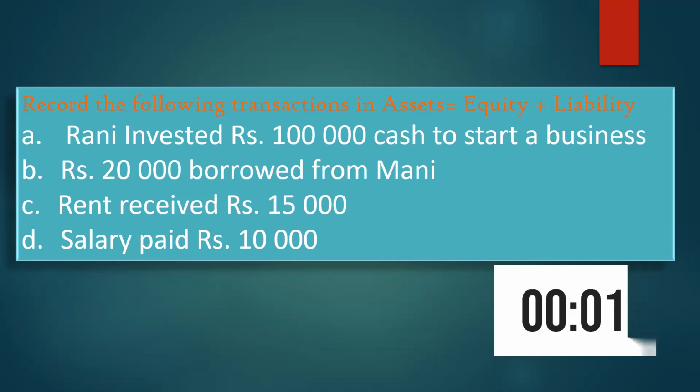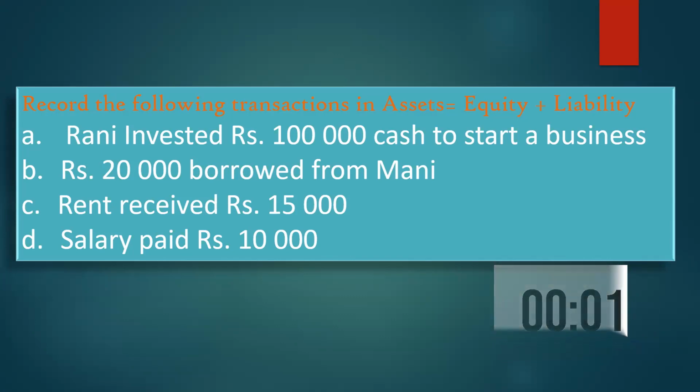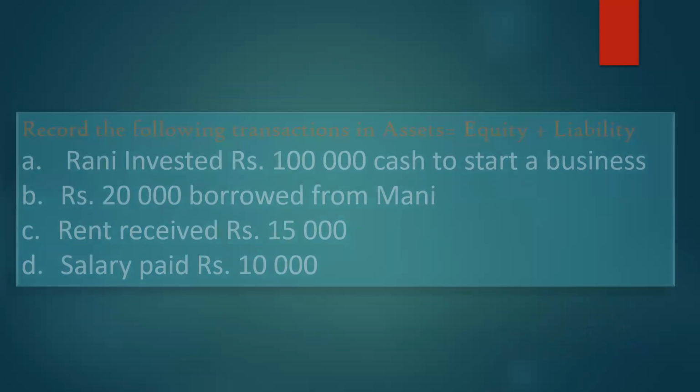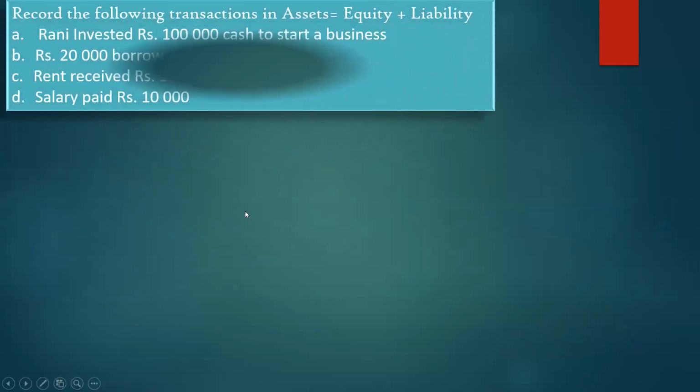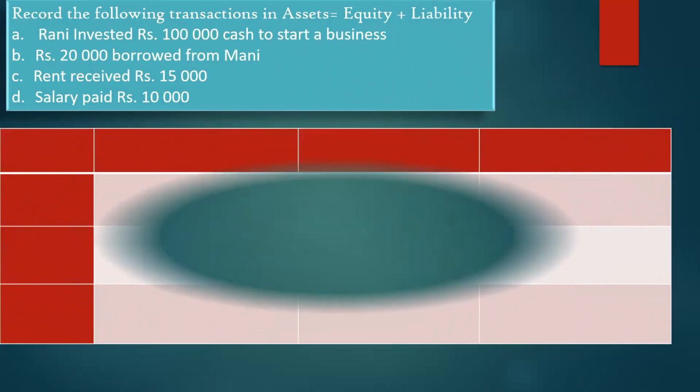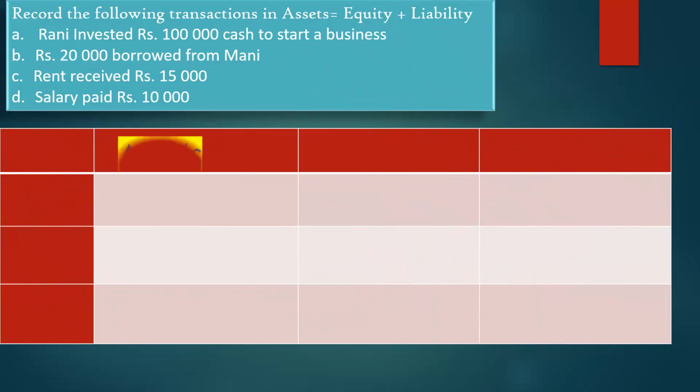Time up. Okay, let's see the answers. How many of you got correct? Record the following transactions in assets equal equity plus liability. So we write the equation: assets equal equity plus liability.